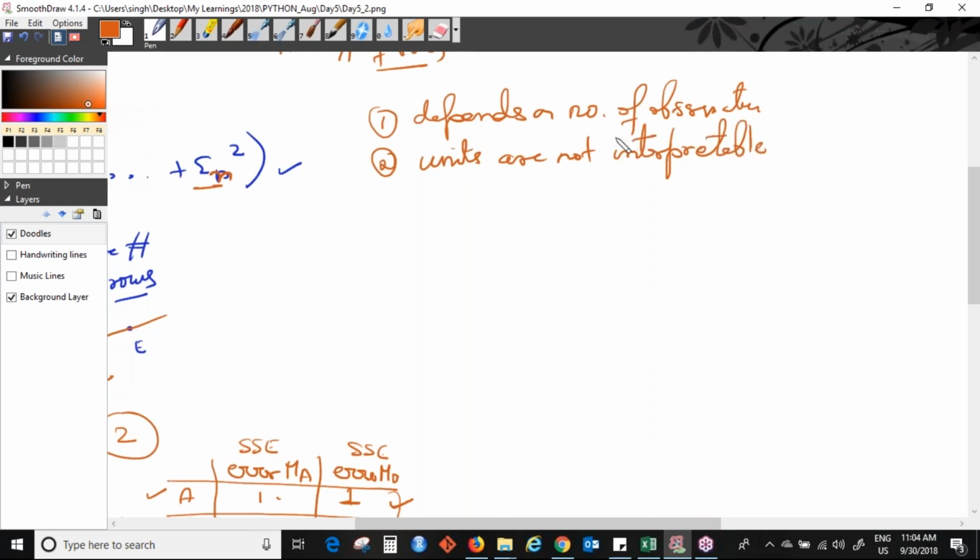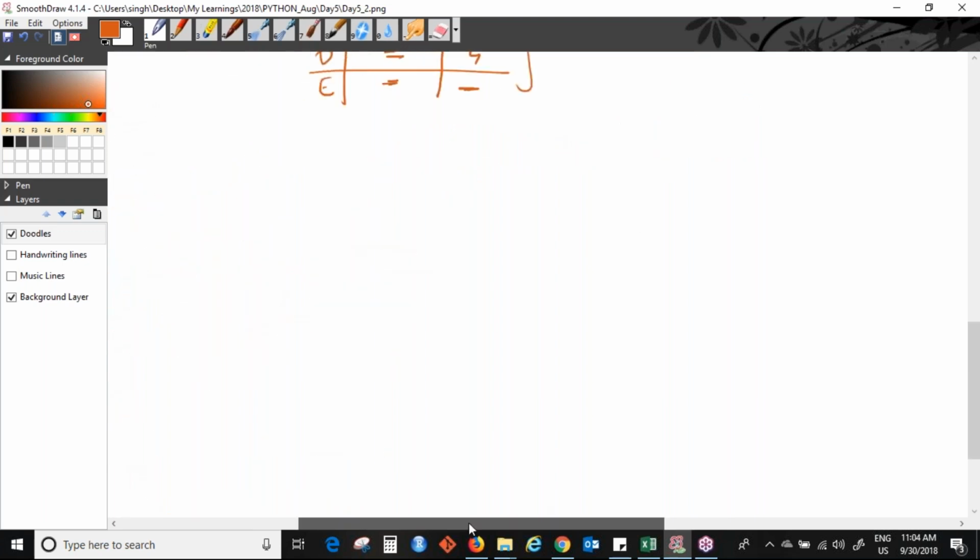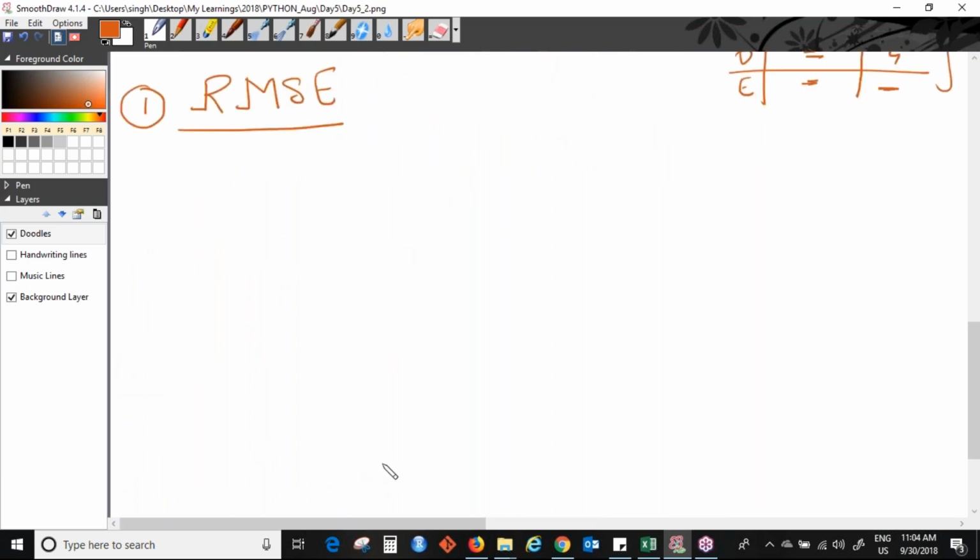Okay, the units are not interpretable, so this is another reason why it is not used. These are the two reasons. So now let us see how we overcome those disadvantages.